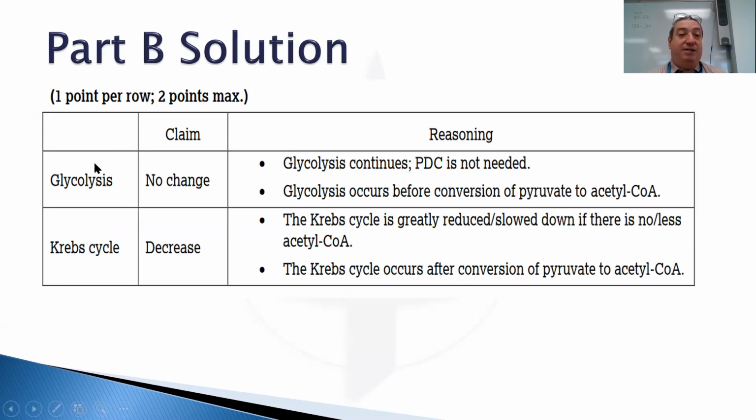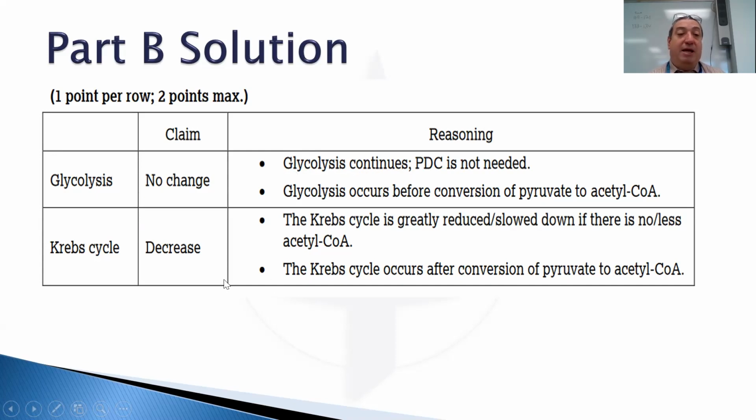So you get 1 point per row, 2 points max. So for glycolysis, there would be no change, because the reaction takes place after glycolysis takes place. So you can say your reasoning is because the reaction takes place before the conversion of pyruvate to acetyl-CoA. Glycolysis happens without the need for PDC, or something similar to that. So you have to have that there's no change, and you have to have a reason that's based in facts about glycolysis. That combination will get you a point.